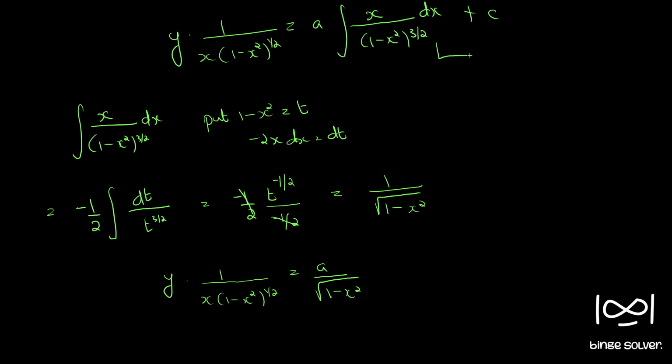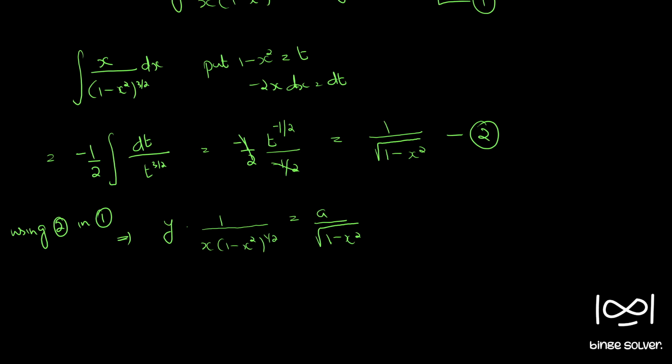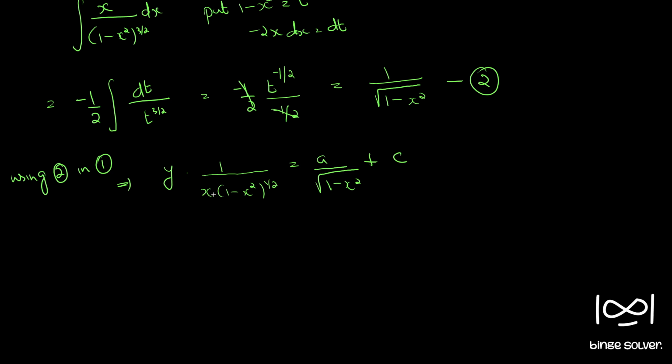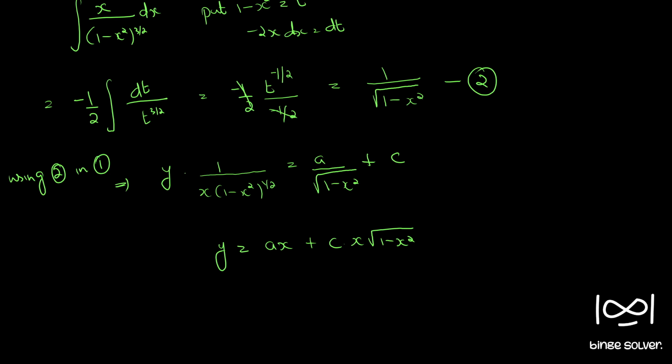Let's call this one equation one and this two. So using two in one, plus C. Now if you multiply throughout by x into root of 1 − x², we have y equal to (ax + c) into x into root of 1 − x². So this is the solution, the final solution.